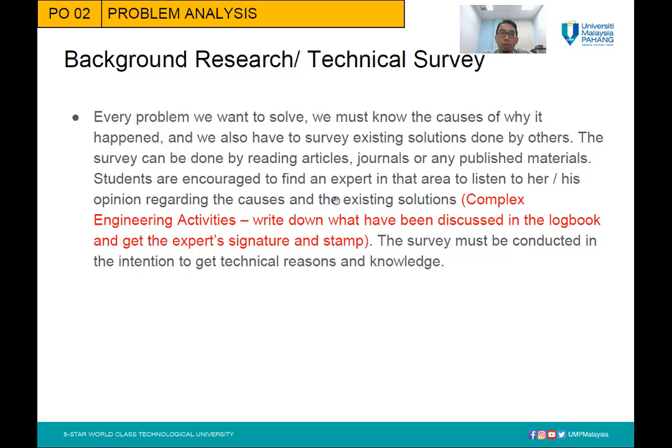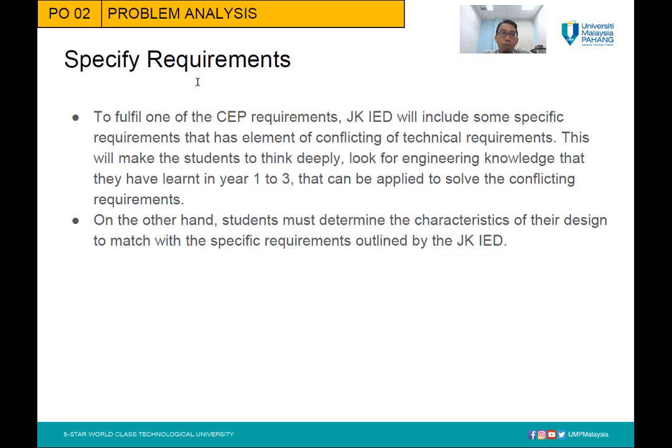Okay, so you need to do the background research, and also requirements, to fulfill one of the CEP requirements. Complex engineering problems have requirements. You have certain requirements. Okay, so the coordinator will include some specific requirements that have elements of conflicting technical requirements. This will make the students think deeply and look for the engineering knowledge that they have learned before. On the other hand, students must determine the characteristics of their design to match the specific requirements outlined by the JKIED. Okay, so this is the project requirement, not the course requirement.